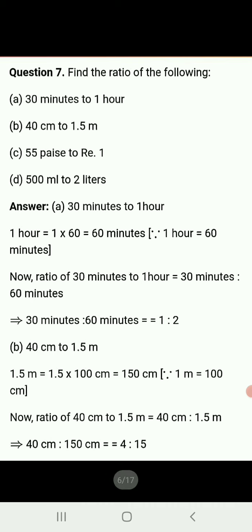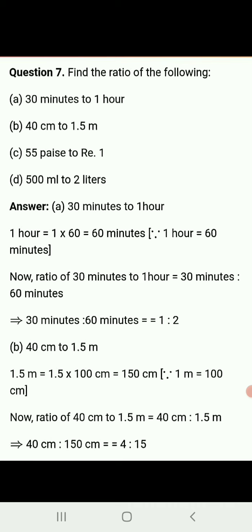Similarly, here you see question number 7. It is also to find the ratio of the following ones. First, 30 minutes to 1 hour. Now notice here, 30 minutes and the other one is 1 hour, isn't it? When the units are different, you cannot find the ratio. So we need to convert them. This 1 hour can be converted to minutes. 1 hour is equal to how many minutes? 60 minutes. So instead of 1 hour, we are writing 60 minutes. So we get 30 minutes to 60 minutes, that is 30 by 60. When cancelling, you get 1:2.